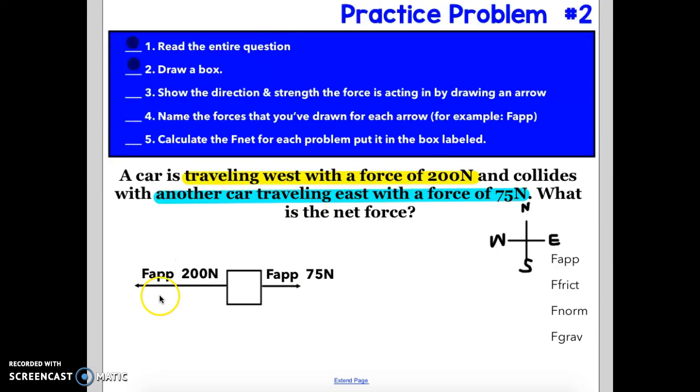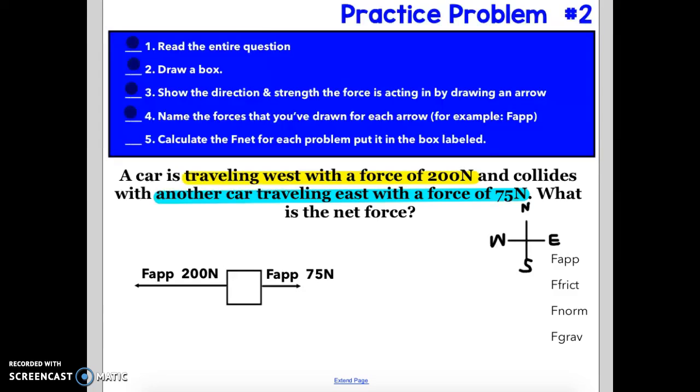Okay, and you can put these above, below the box. You can put one on top and one on the bottom. It doesn't matter. You just need to make sure that you have everything labeled. So if I go look up here, I showed the direction and the strength. I named the forces. Now I just need to calculate the net force.